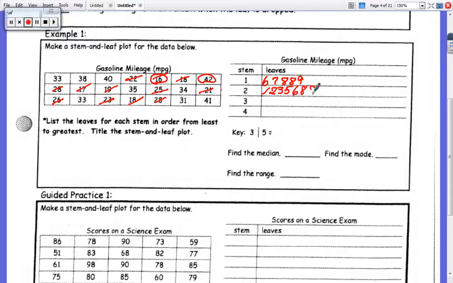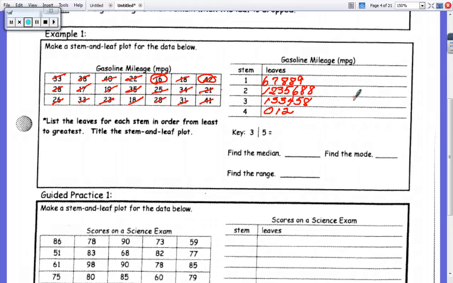Okay, then we go to the 30s, and there's a 31, a 33, another 33, a 34. Then there's a 35 and a 38. And there's a 40, a 41, and then our highest number, 42.